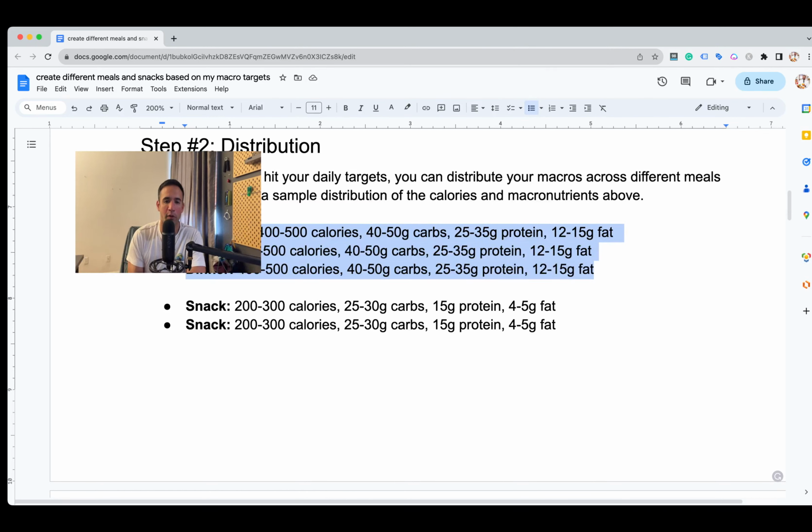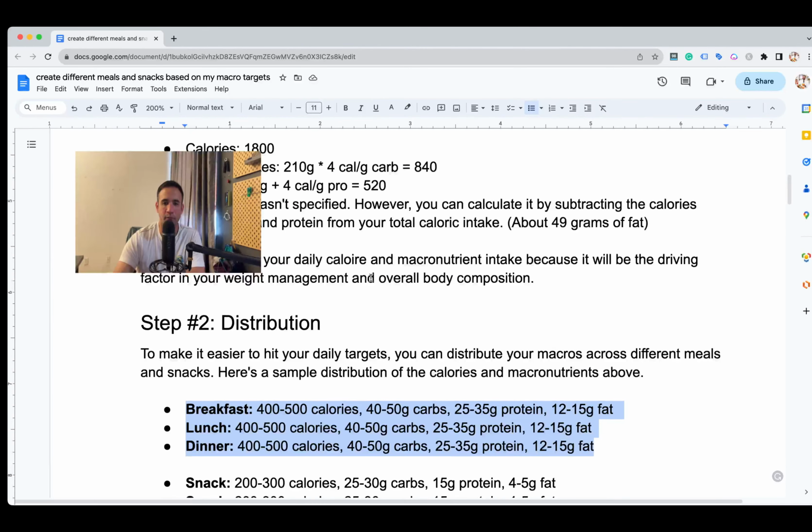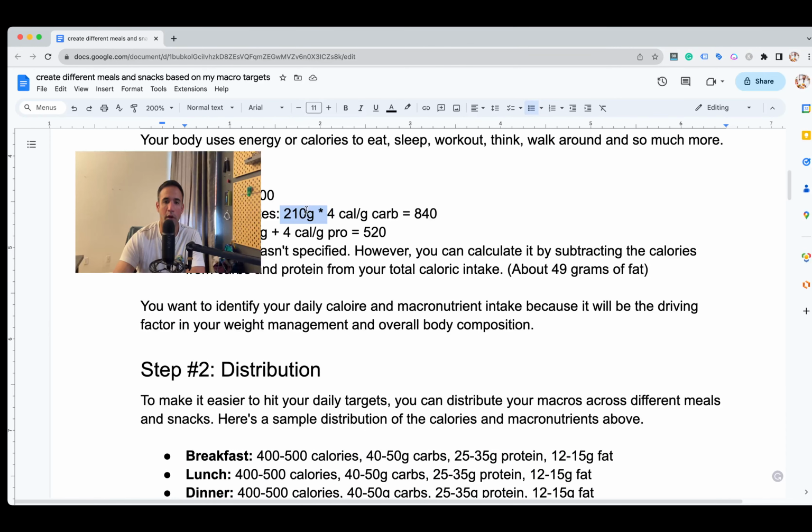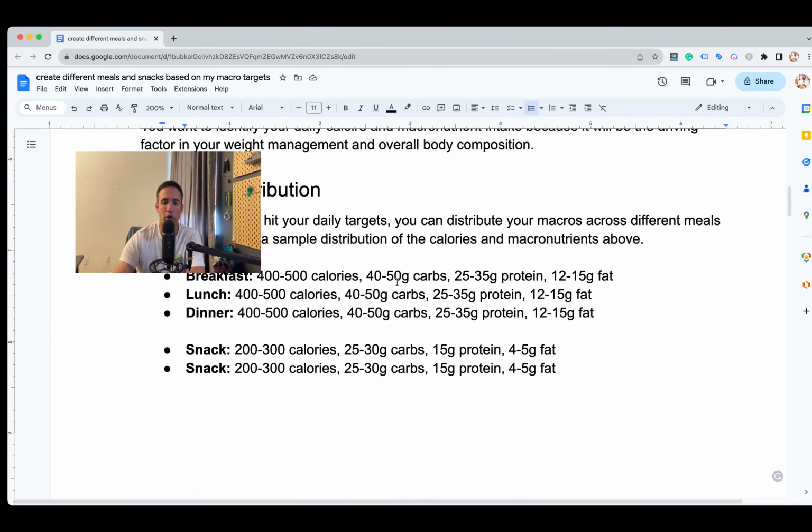I feel like breakfast, lunch, and dinner are an opportunity for you to try and fulfill all the nutrient needs of protein, fats, and carbs specifically. Typically a breakfast, lunch, and dinner is somewhere around 400 to 500 calories, give or take. Now remember, we've got a pretty significant amount of carbohydrates to eat here, about 210 grams. So we're going to distribute those pretty heavy, 40 to 50 grams. For proteins, we're going to shoot for about 25 to 35 grams, and fats at about 12 to 15 grams. We're going to do that for breakfast, lunch, and dinner, averaging about 400 to 500 calories.